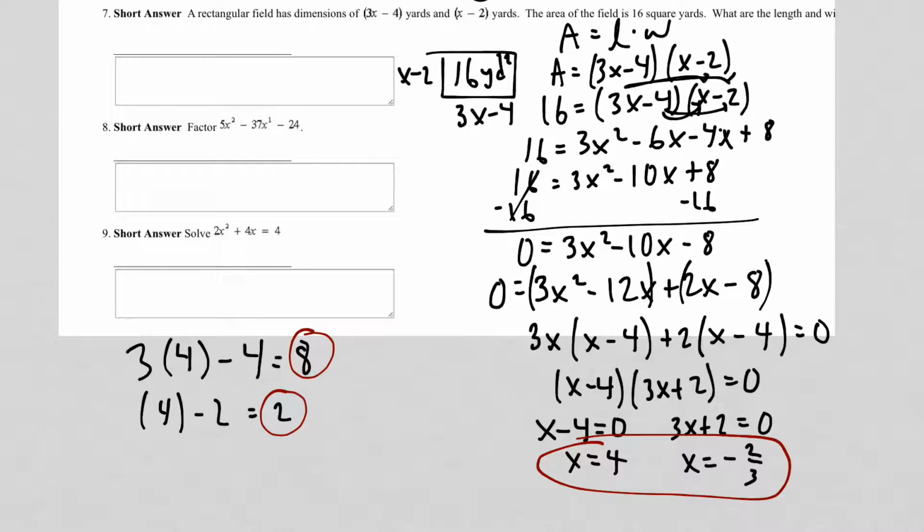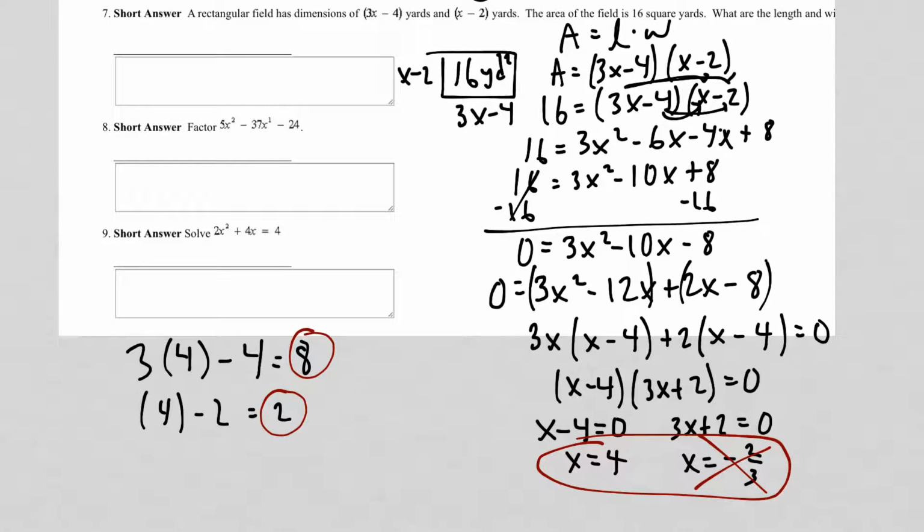Now, if you plug in negative 2/3, it's not going to work. Think about it. You plug in negative 2/3 right here, and you're going to get a negative. Plug it in right here, you're going to get a negative minus another number, so it's going to stay negative as well. That would make no sense. So that means that this one answer is not correct. So x equals 4, which means that the length is 8 and the width is 2.